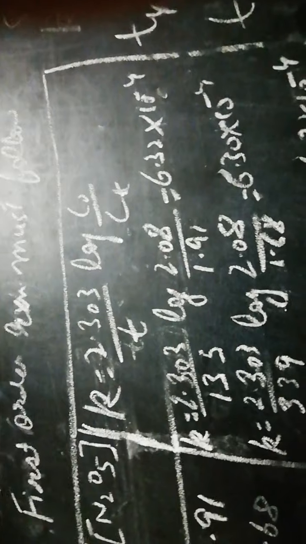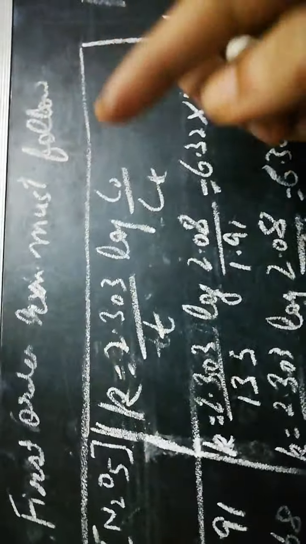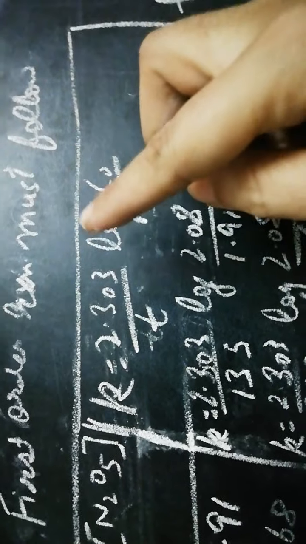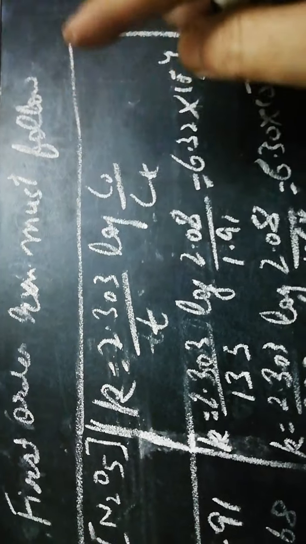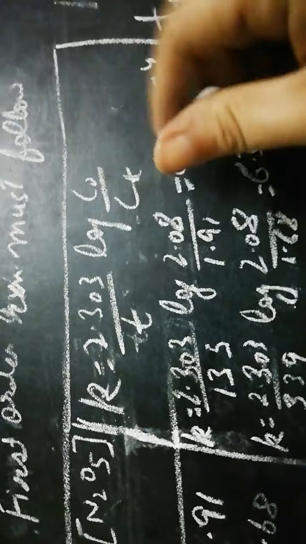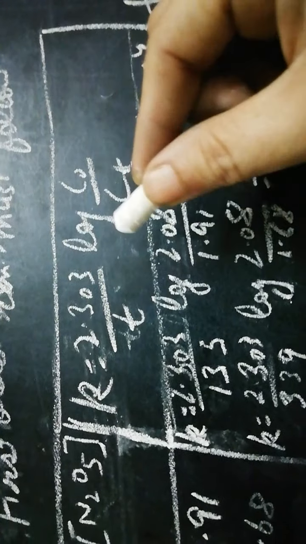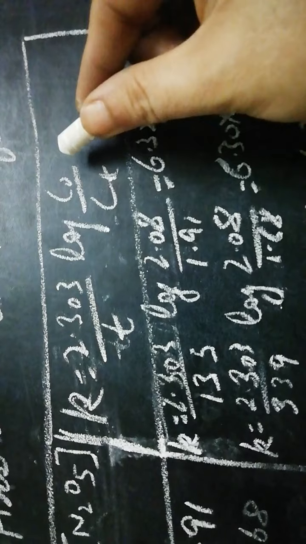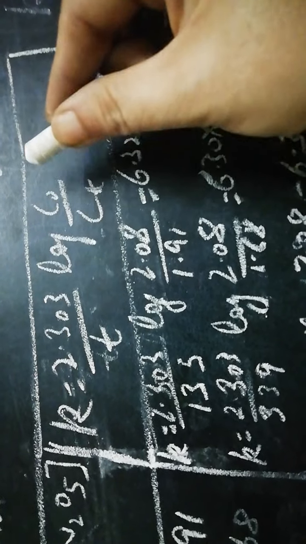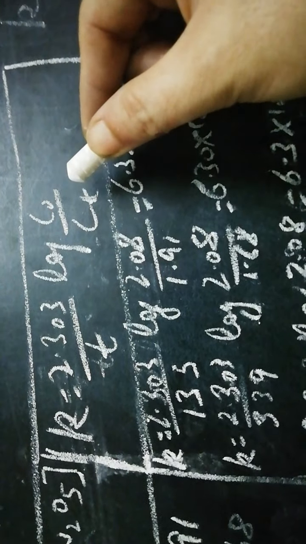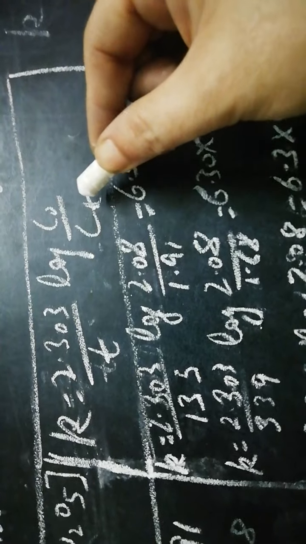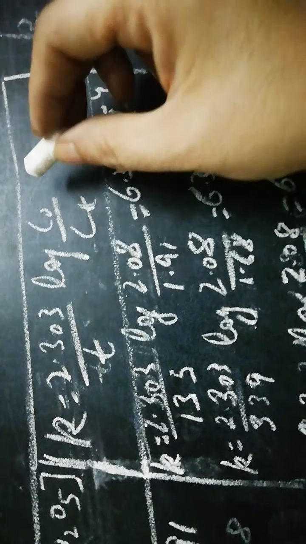So the answer is, now we want to prove that the reaction is of first order. If we want to prove that the reaction is of first order, then the reaction must follow the first order kinetics, the first order equation. And what is our first order equation? K is equal to 2.303 upon t log C naught upon Ct. C naught is the initial concentration, Ct is the concentration at any instant of time. We can also write it as a upon a minus x.